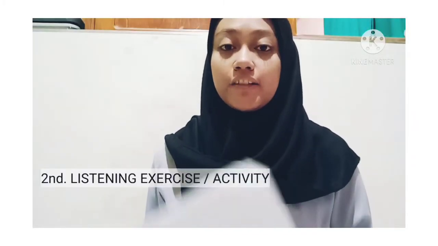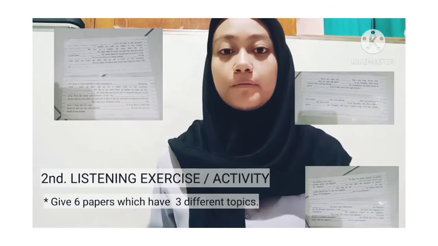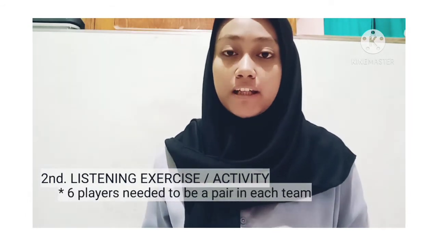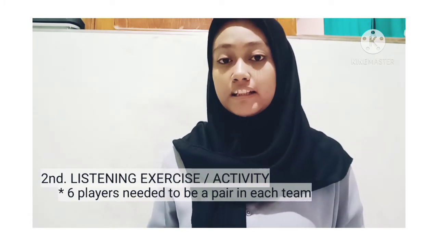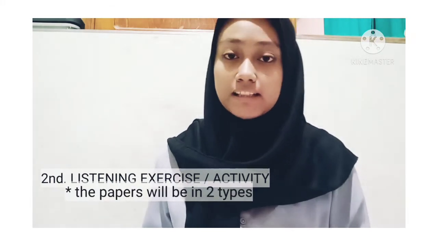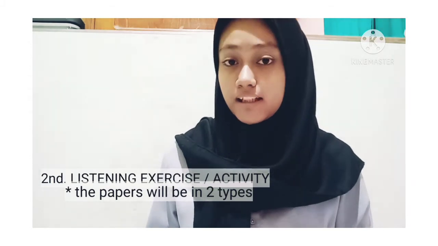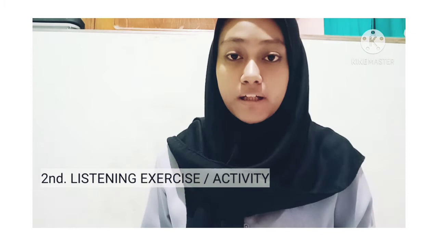Second is listening activity. In this listening activity, I will distribute 6 papers which will contain 3 different short text topics. Here, I need 6 players who will be divided into 2 pairs each. Each paper will have 2 types. The first type is the short text that the first sentence is missing, and the second one, the second sentence is missing, but will have the first sentence. So you will know your partner by the first sentence read by the owner of the paper.